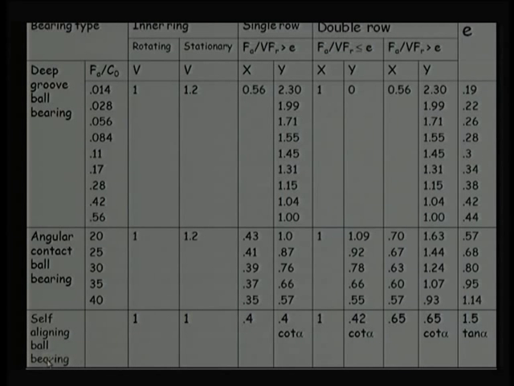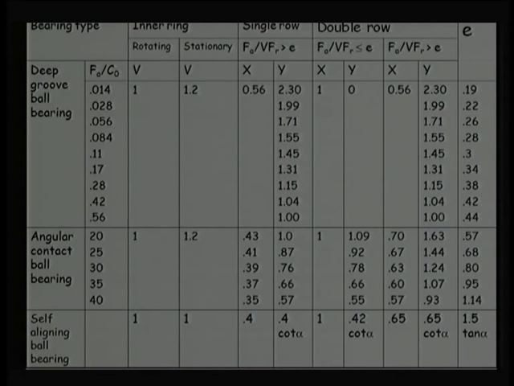Similarly, for the self-aligning ball bearing, in this case it is self-aligning, so it already has adjustment. So, it does not affect the inner ring rotation or outer ring rotation. V is always 1 for the self-aligning ball bearing. So, based on this kind of chart, based on the selected bearing, we can find out what will be the effective load on the bearing if there is a combination of loads applied on the bearing.